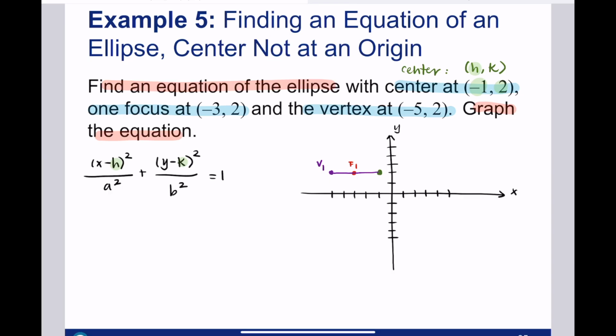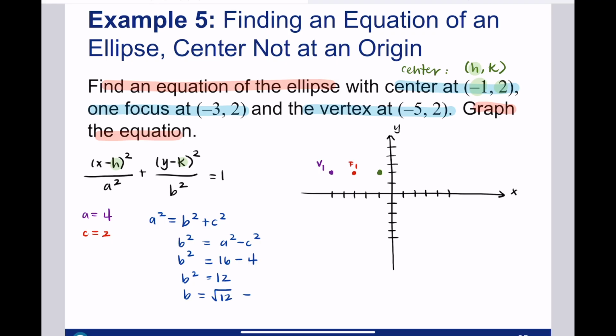So we see that the distance from the center to the vertex is 4. And we also see that the distance from the center to the focus is 2. So we can use this information to help us find our b value, since a squared is equal to b squared plus c squared, or we can say that b squared is a squared minus c squared. So we have b squared is equal to 16 minus 4. So b squared is 12, and b is equal to the square root of 12, which is 2 square root of 3. So from here, we can use this information to write out the equation for this ellipse, along with completing the rest of our graph.